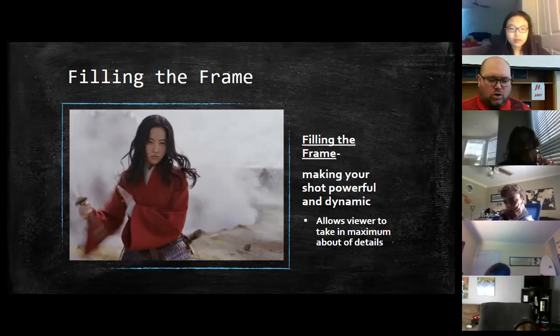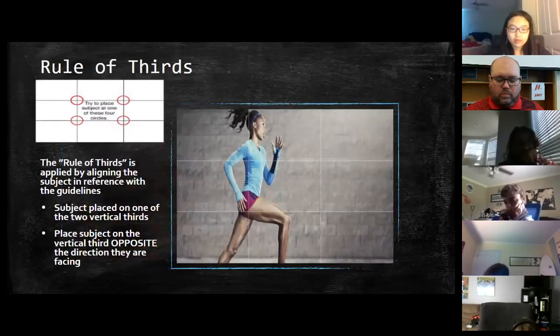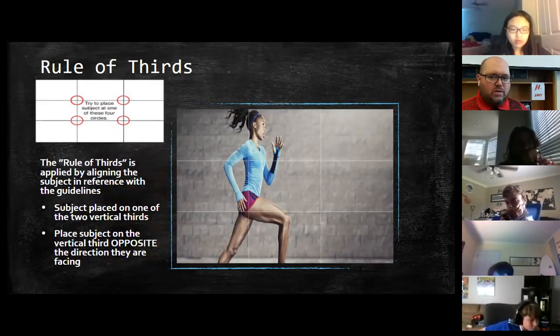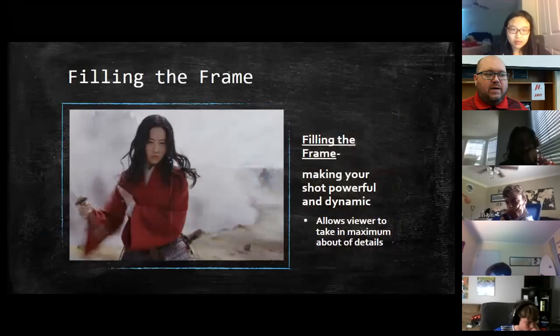Okay? So our 2 rules. In order to make our shots look as best as possible, 2 simple rules. Rule of thirds: the subject is on the opposite third that they are facing. They're aligned on the vertical third rather than in the center. And lastly, filling the frame. It's filled up. It's big, it's powerful. It's as close as you can get.